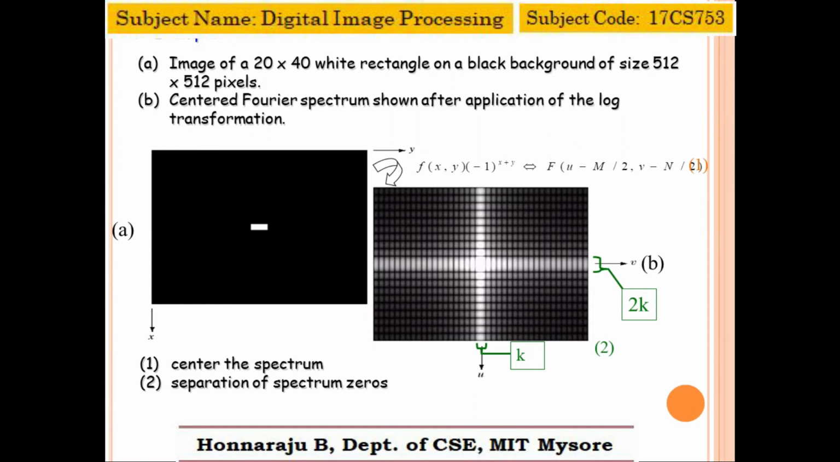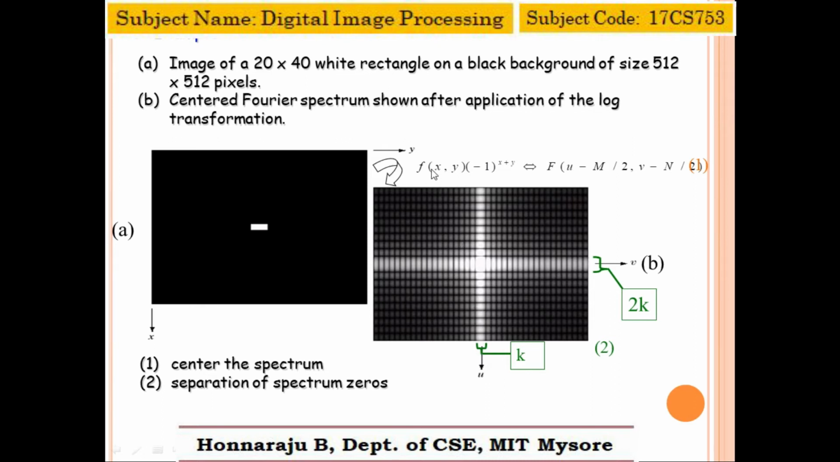Okay, this is an example of the Fourier transform. You can consider here a white rectangle of 20 height and 40 width. Then the centered Fourier spectrum is shown after the application of a log transform. So after applying the log transform on the image, we see the center of the Fourier spectrum, here the center pixel with respect to the u direction and v direction. So the separation of the spectrum is 0.